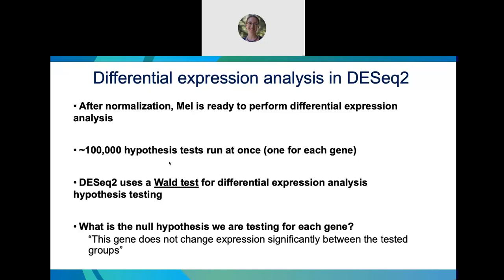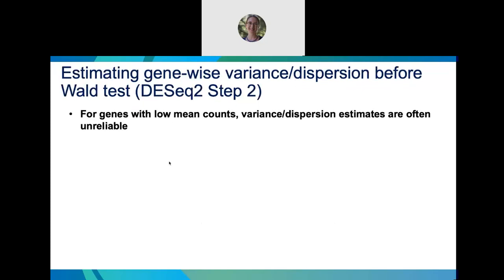So there's one more step that we need to do before we can perform the differential expression analysis. And this has to do with the idiosyncrasies of RNA sequencing data. We kind of got into this earlier when we were talking about distributions. So what we need to do before running the Wald test is look at the gene-wise variance, which in this case is called dispersion, but it's the same thing mathematically. We learned how to calculate variance. Dispersion just refers to variance.